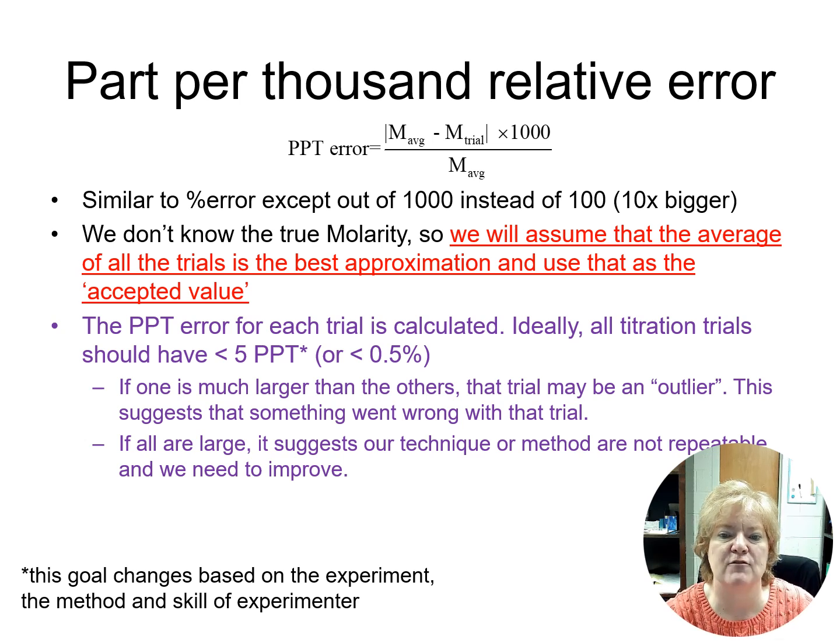So again, we're going to use the average molarity of the 3 trials, and then we'll use each trial to figure out what those are. They should all be under 5, or maybe at least all under 10 parts per thousand. If one is much larger than all the others, so I have like 3 and 7 and 26, the 26 is much farther away from the other 2. That may be suggestive that it's an outlier, but with only 3 things, I can't say.